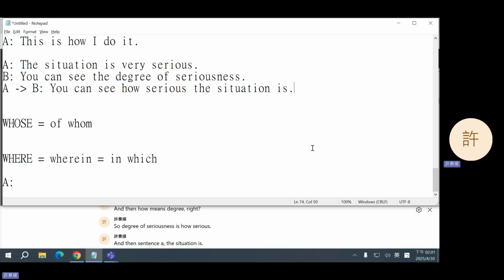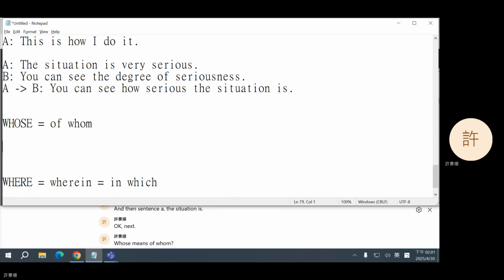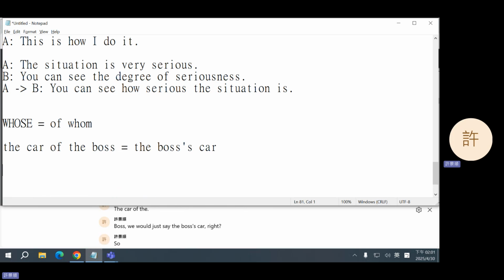Okay, next, whose means of whom. Although in English, we don't often say of whom, right? Instead of the car of the boss, we would just say the boss's car, right? So when you convert between sentences, you're missing a step. Please keep that concept in mind.